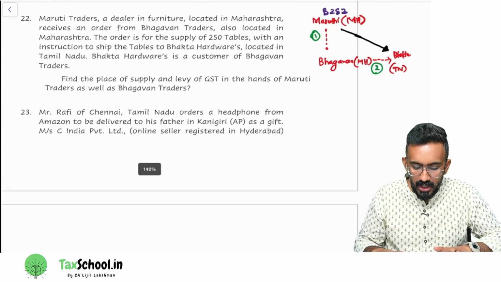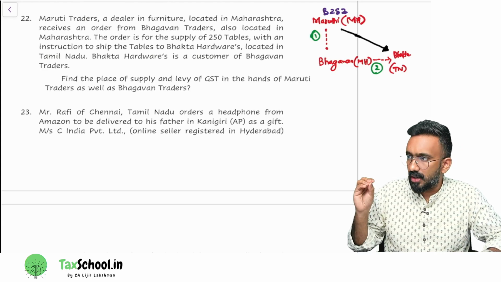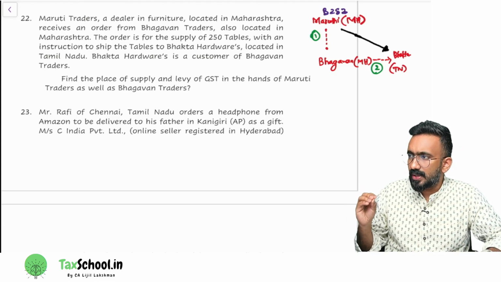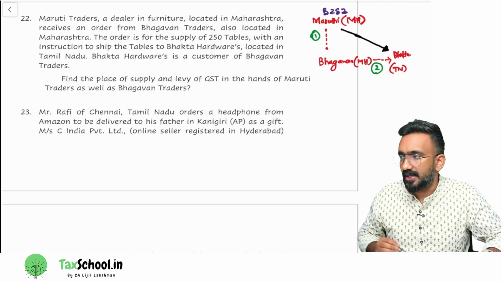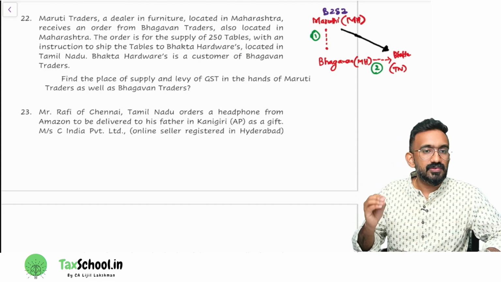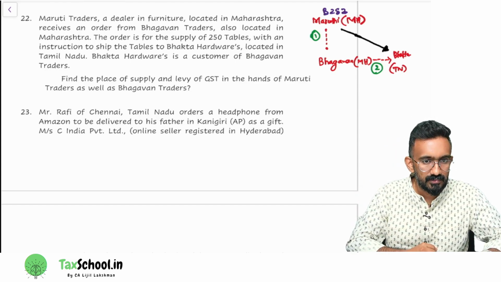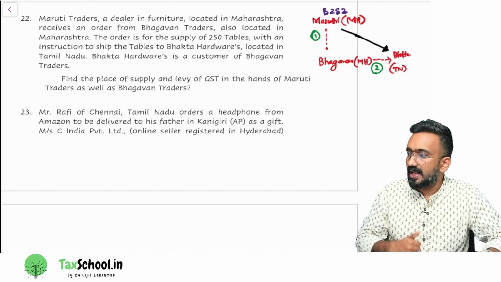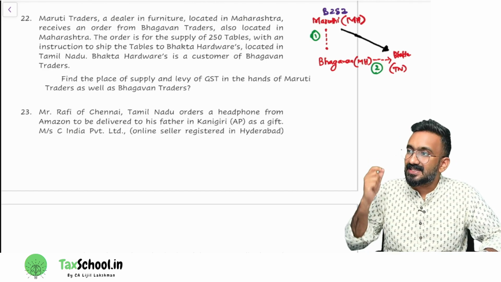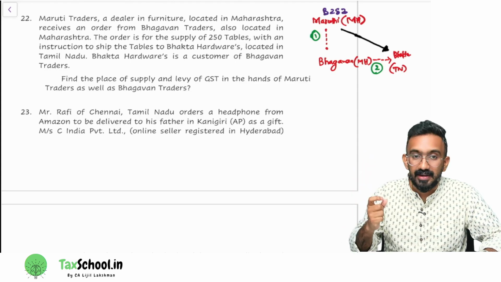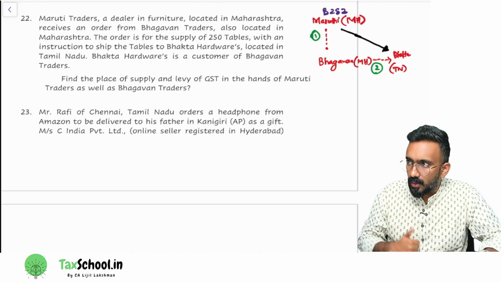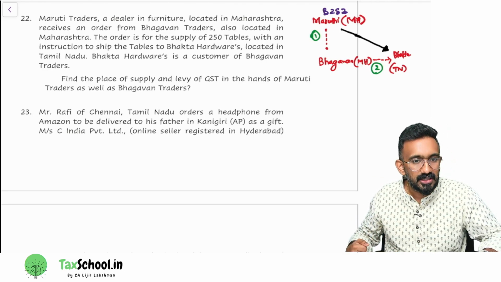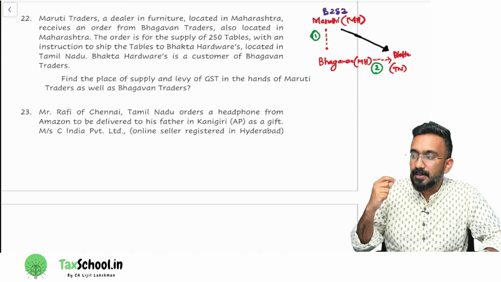What is the location of Maruti Trader? Maharashtra. Bhagavan Trader is located in Maharashtra. Bhakta is located in Tamil Nadu. So for the first supply, I will determine place of supply under which section? 10.1a or 10.1b? The first supply, that is Maruti Trader to Bhagavan Trader, is a bill to ship to invoice. Why? Maruti Trader has billed it to Bhagavan Trader, shipped it to Bhakta Trader. What will be the place of supply?